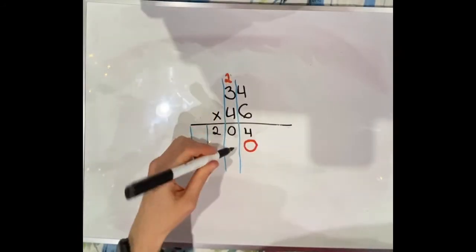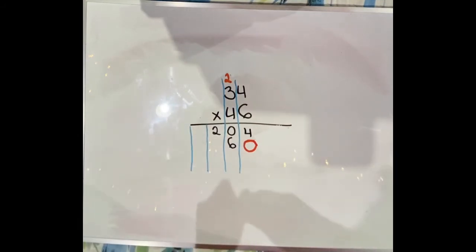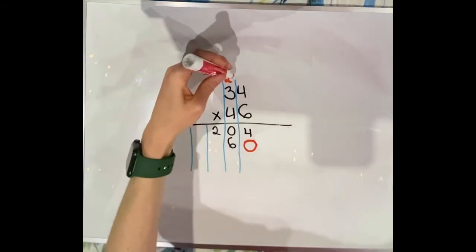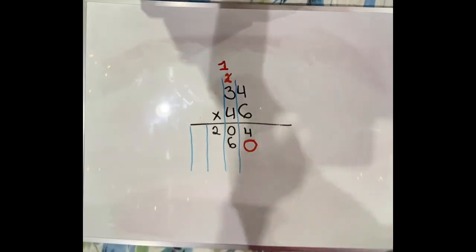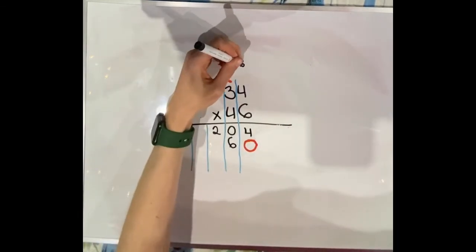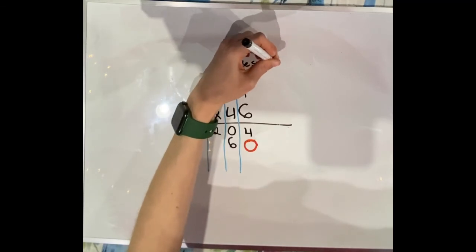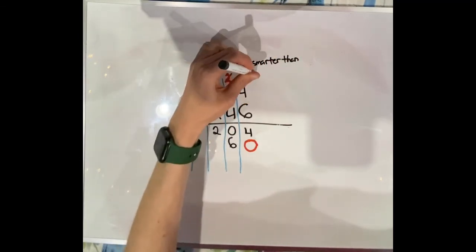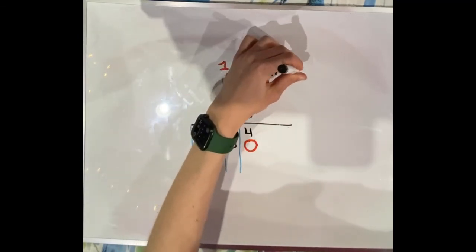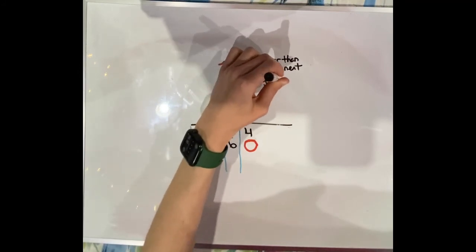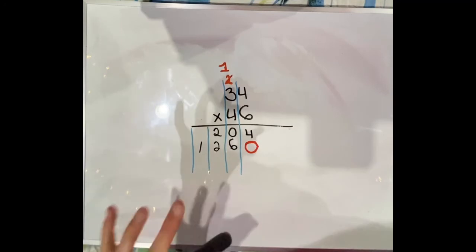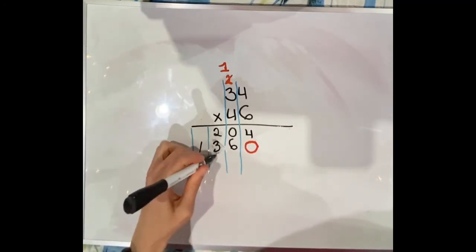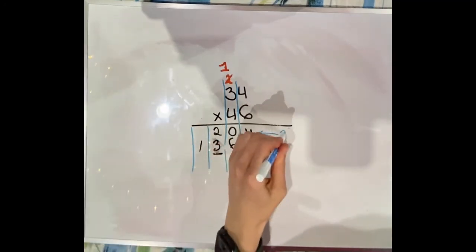4 times 4 is 16, so place your 6 down here in the tens place, and place the 1 now above the 3. We can ignore the 2 now, because that has absolutely nothing to do now with what we were multiplying. Do not fall for its mind games. Three times 4 is 12. Don't forget to add back in that 1, and boom, we've got 1,360.